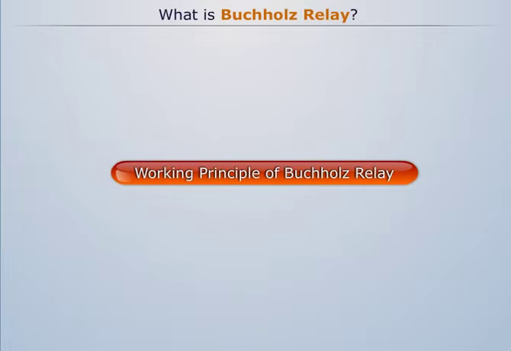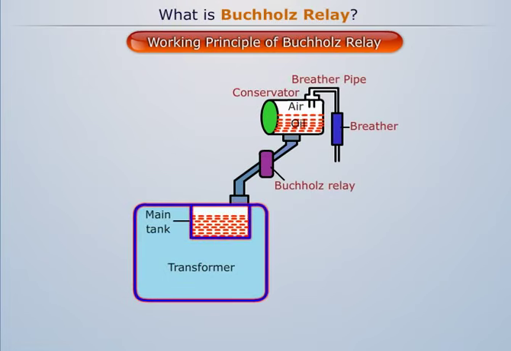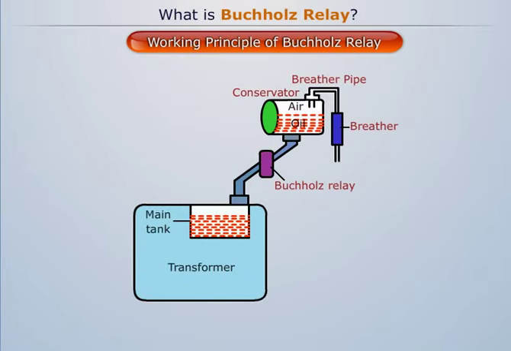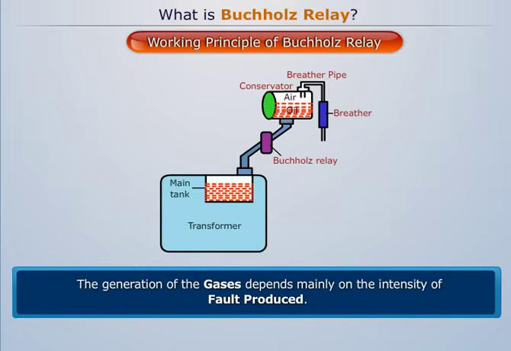Now coming to the discussion of the working principle of Buchholz relay. Buchholz relay relies on the fact that an electrical fault inside the transformer tank is accompanied by the generation of gas. And if the fault is high enough, it will be accompanied by a surge of oil from the tank to the conservator. Whenever a fault occurs inside the transformer, the oil in the transformer tank gets overheated and gases are generated. The generation of the gases depends mainly on the intensity of the fault produced.